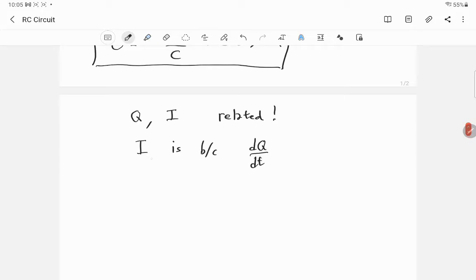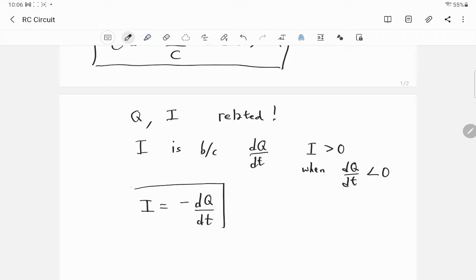But anyways, so I is because of dQ by dt, but I is positive when dQ by dt is negative. That is, when the charge on the capacitor is decreasing, we have a positive current. So the relationship has this surprising negative sign. So I'll put a big exclamation point.